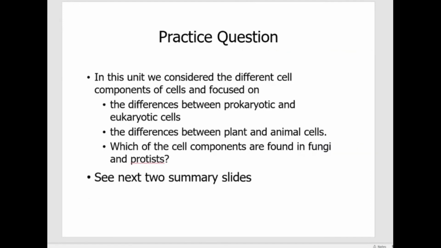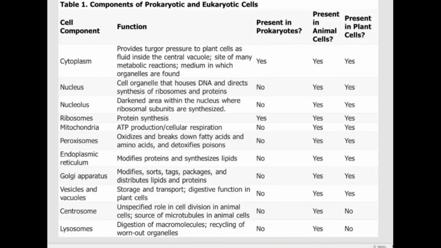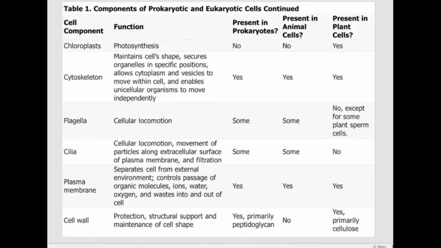This is some practice questions. You can go through that and let me know if you have any questions. And then the last two are really just a quick summary, listing the functions and where you can find this particular structure in animal cells, plant cells, or prokaryotic cells. Okay, so you can look through the table. It's very useful.